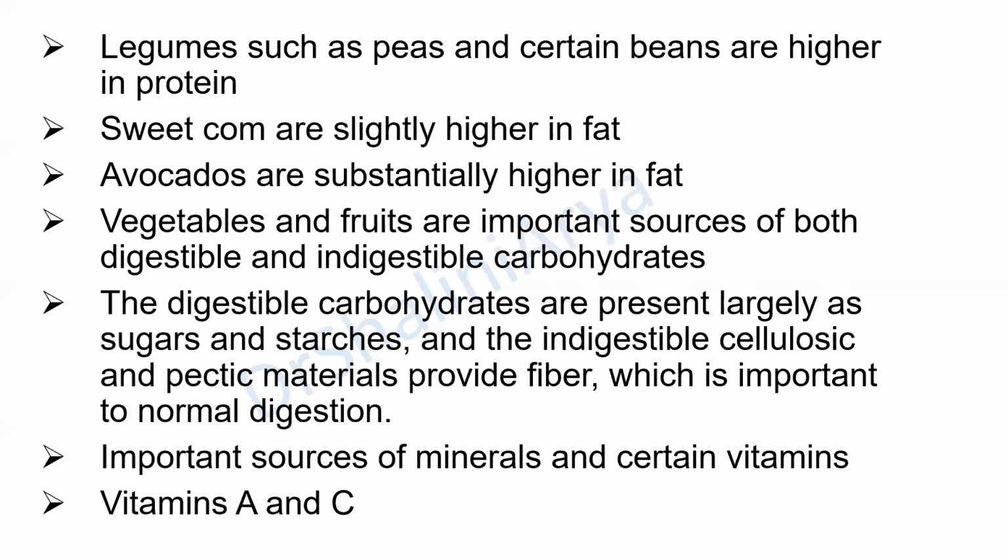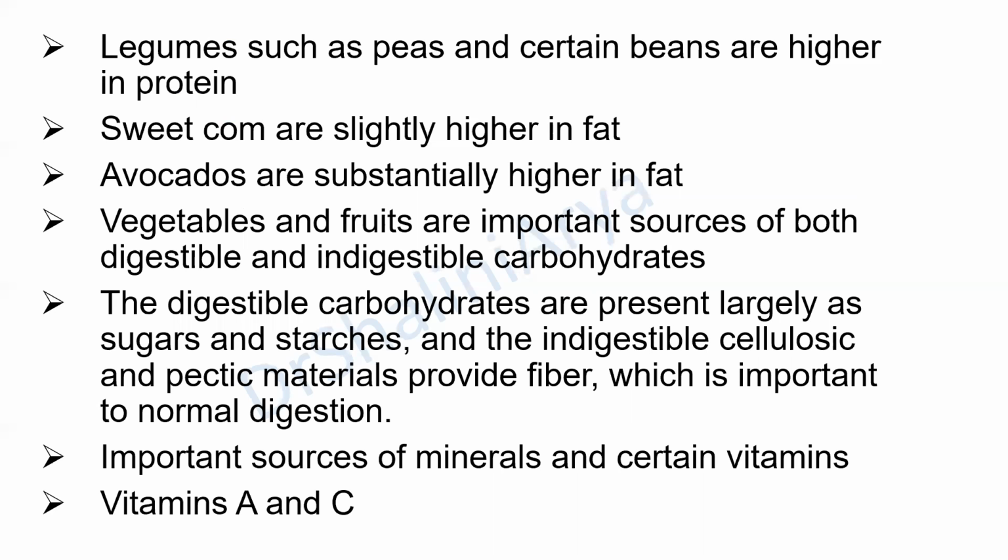Vegetables and fruits are very important sources of digestible and indigestible carbohydrate. We all know that consumption of around 25 grams of dietary fiber is important to get a lot of health promoting effects. Vegetables and fruits contain digestible as well as indigestible carbohydrate. Digestible carbohydrate means sugars and starches, and indigestible means cellulosic and pectic materials, which provide fiber and which are also important to normal digestion.